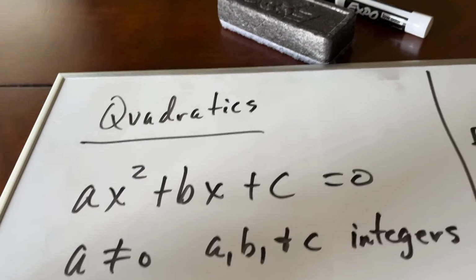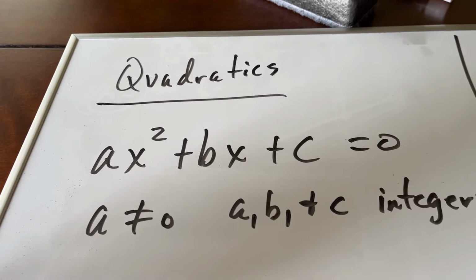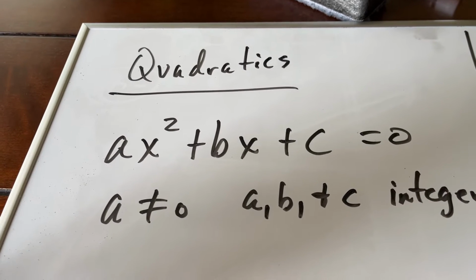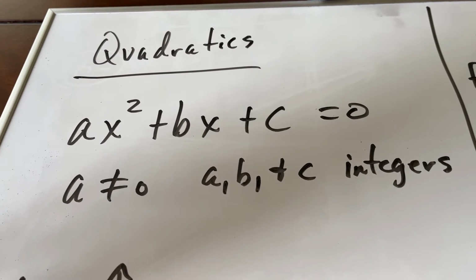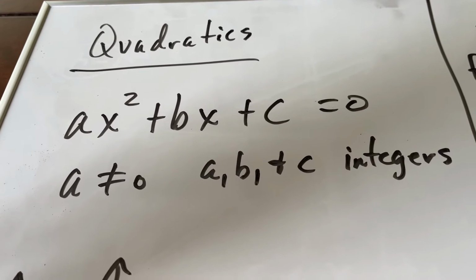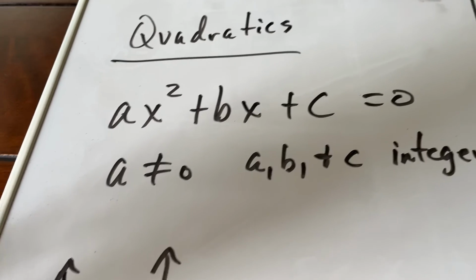So a quadratic is anything in the form of ax squared plus bx plus c equals 0, where a cannot be equal to 0, and where the a, b, and c values are integers. They're numbers that are not fractions. They're just positive or negative whole numbers, if you will. So a cannot be 0.